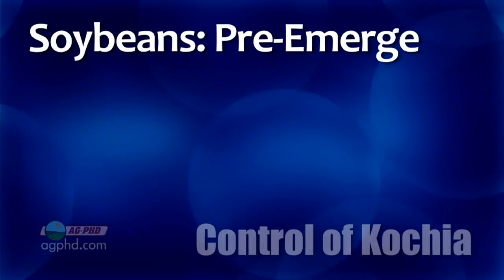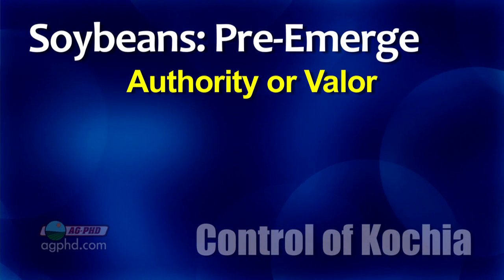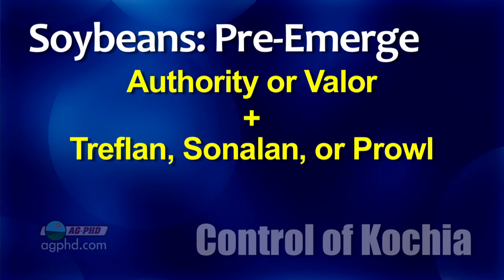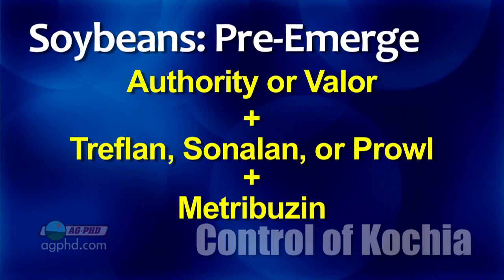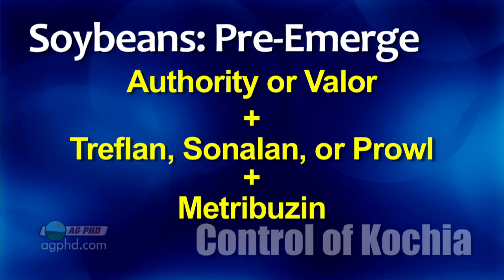So when we think about the pre's, what we like to do in soybeans is use a 3-pre approach. We really like to see one of the PPOs like Authority or Valor out there. We like to see one of the yellows like Treflan, Sonlan, or Prowl out there. Then we also really like Metribuzin in soils where we can use it. We have 3 different sites of action that we're putting out there at the same time. Kochia just can't stand up to that.